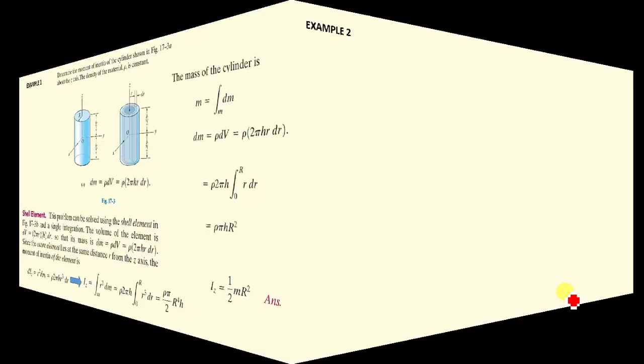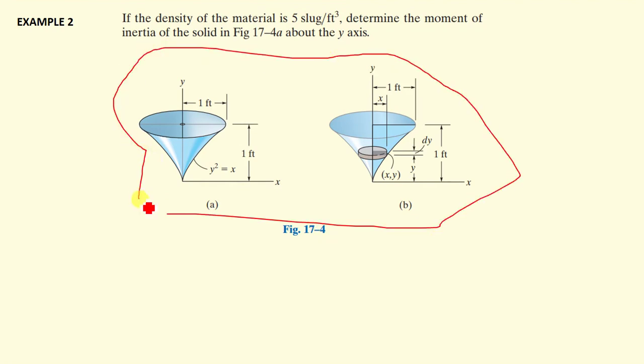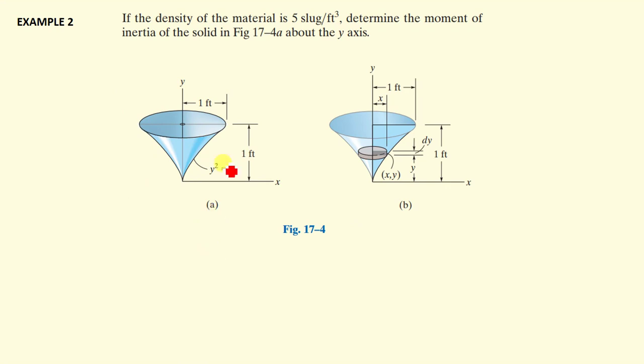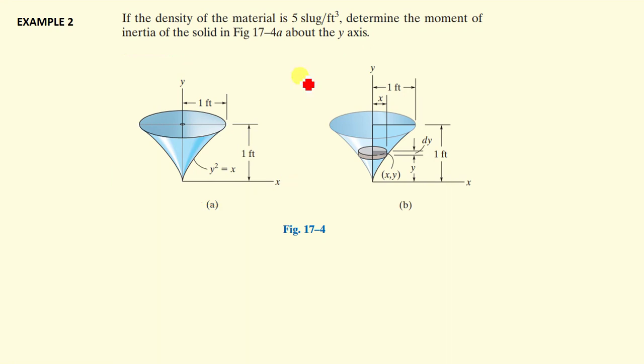Yeah. Let's look at example 2. Example 2 says if the density of the material is 5 slug per feet cubed, determine the moment of inertia of the solid in figure 17.4a, which is just this figure here. Determine the moment of inertia about the y-axis. So first of all, you need to decide what you are going to use. Sometimes they will not give you this diagram. So what you need is to identify, are you going to use a disk element or a shell element?